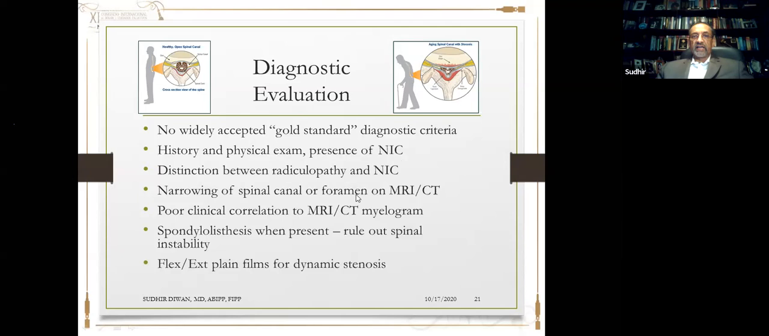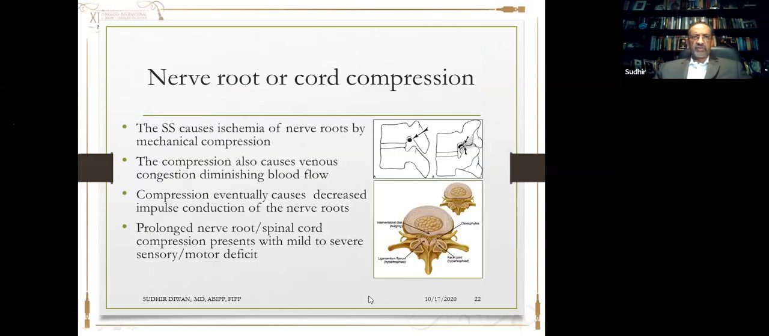Narrowing of the spinal canal and foramen shown on MRI and CT does help us to make the diagnosis. However, the correlation is poor between what you find in the studies versus the clinical presentation. For spondylolisthesis, whenever it's present, we should also always get dynamic X-rays, flexion and extension, and look for instabilities, because that's part of the studies that we should do.